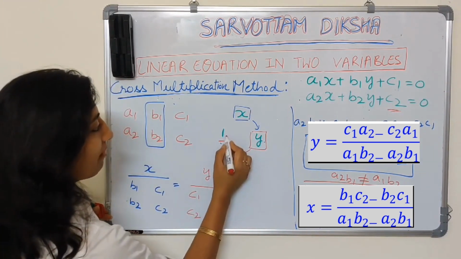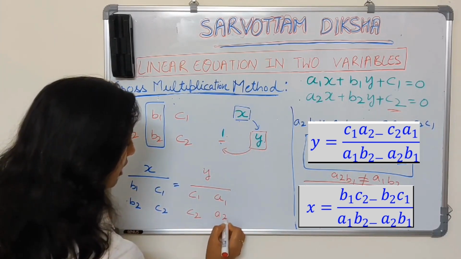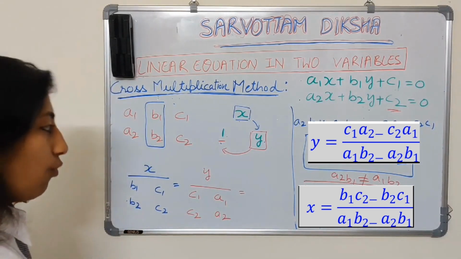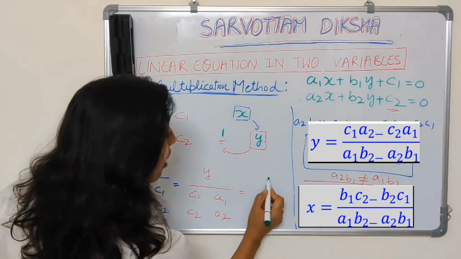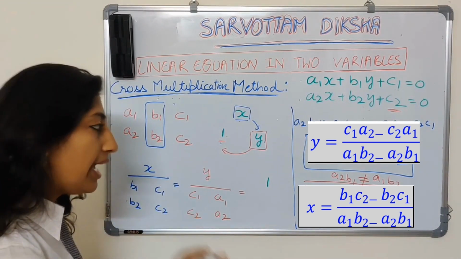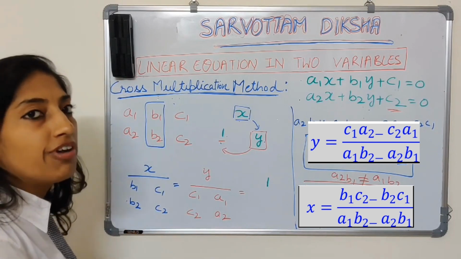C1, C2. And then after 1, X. What are the coefficients of X? A1, A2. Now what will I do? I will write 1, and I will keep 1 as positive only. This is the main thing here, because in different books they have given different methods.